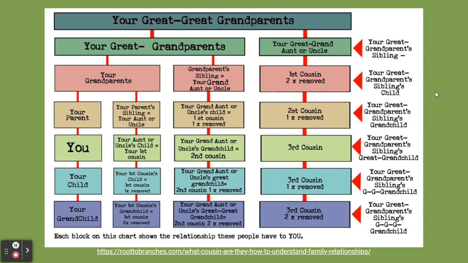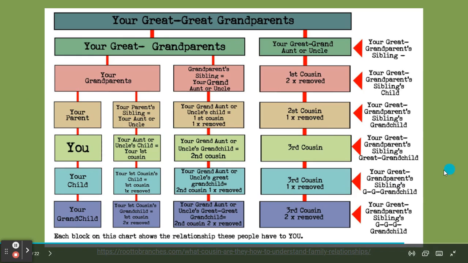And then I also wanted to show here, this is just an example of one of the charts. It's similar to the ones that I included, but you can see what kind of cousin you are based on your match, because it can get pretty confusing.